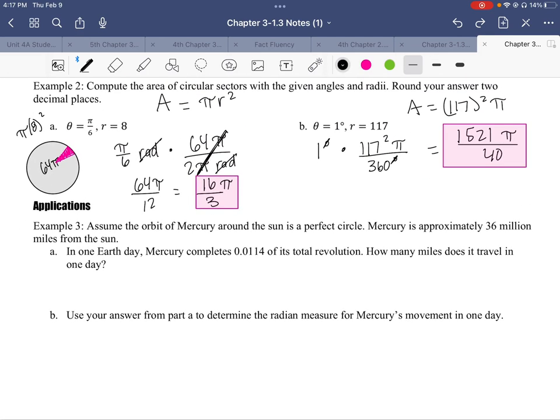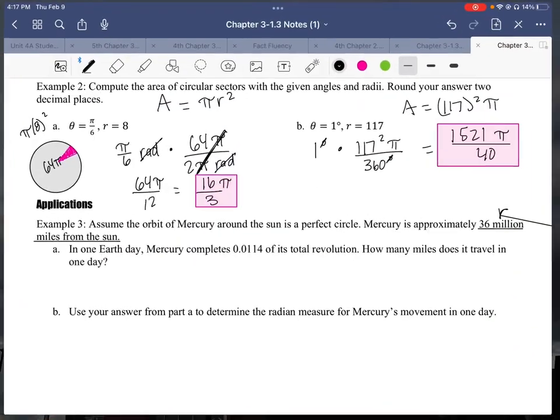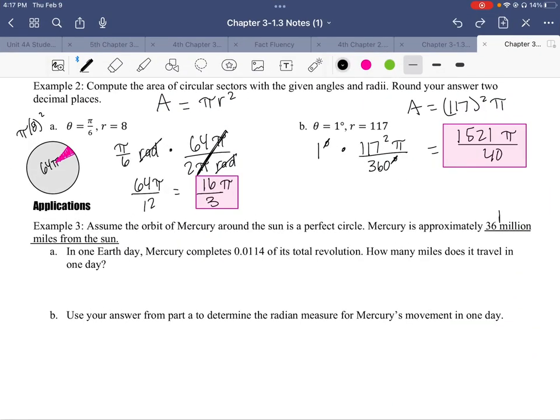So on this one, the orbit of Mercury around the sun is a perfect circle. Mercury is approximately 36 million miles from the sun. What this is doing is it's telling you the radius, okay? It's saying that the radius is 36 million miles, okay? And when it says it completes 0.0114 of its total revolutions, that's telling you we don't want the entire orbit's length. We just want this little bit, this little 1 day part of it, okay?